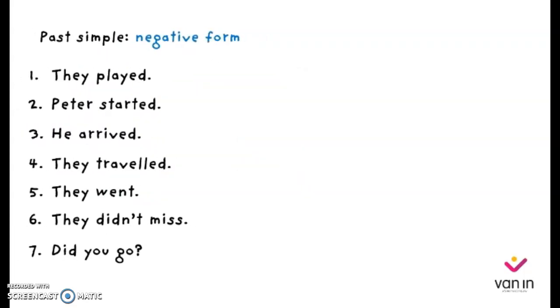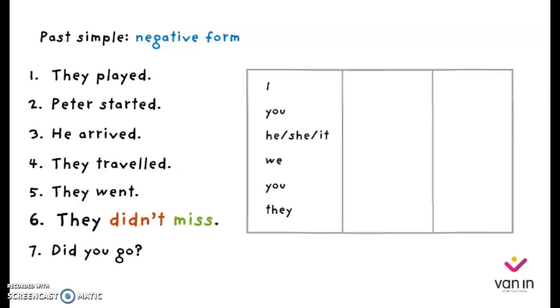There is also one negative form in the list of past simple forms. Which one? Yes, the form they didn't miss is a negative form. How do we form the negative form of the simple past? What verb is used here? We first put the negative form of the past form of to do, didn't. Then we just add the base form of the verb. This base form can be regular or irregular.